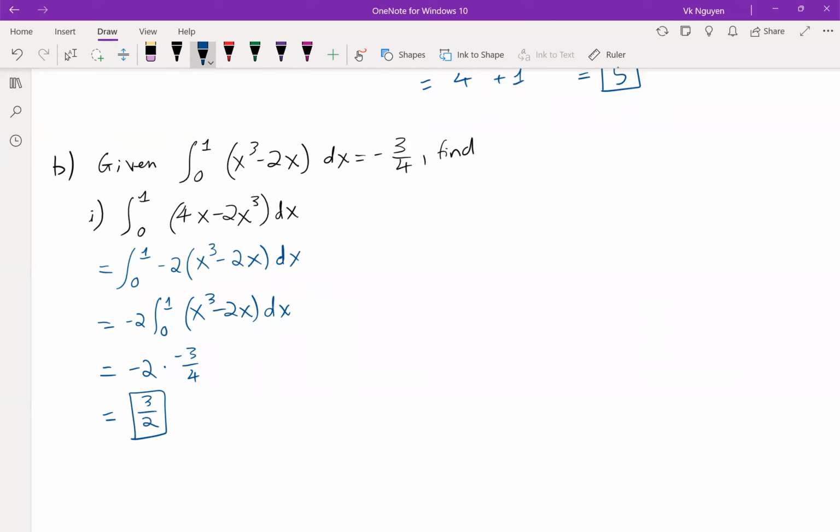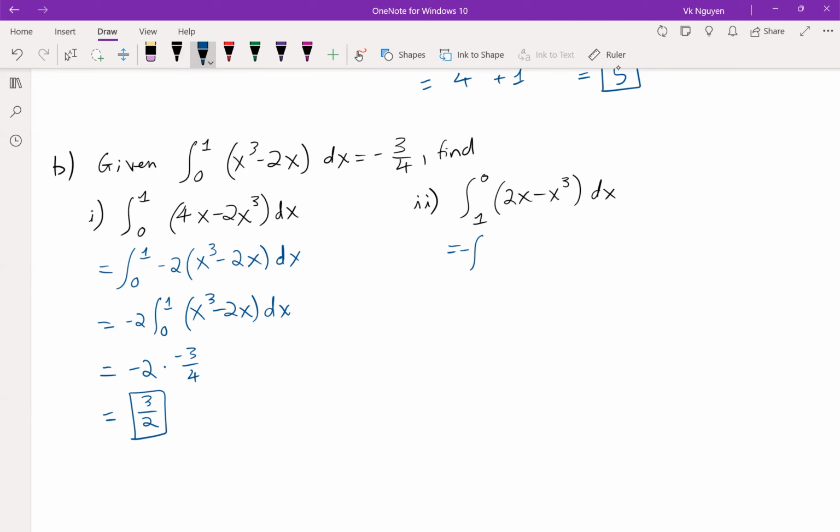Okay. Here comes another one. Integral 1 to 0 of 2x minus x to the 3 dx. Well, first thing is that we can switch the limits, because limits are usually written from a smaller number to a bigger number.